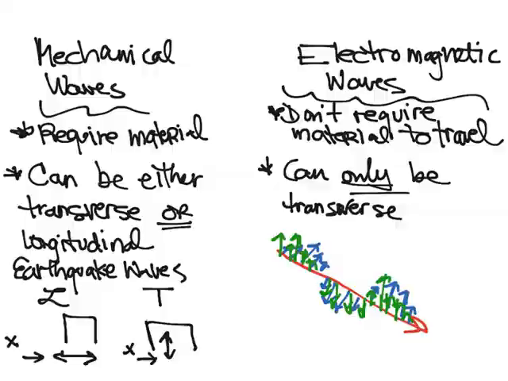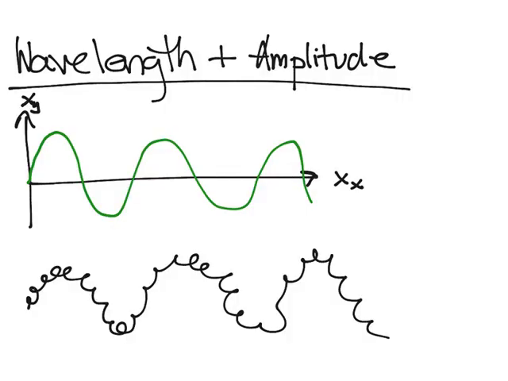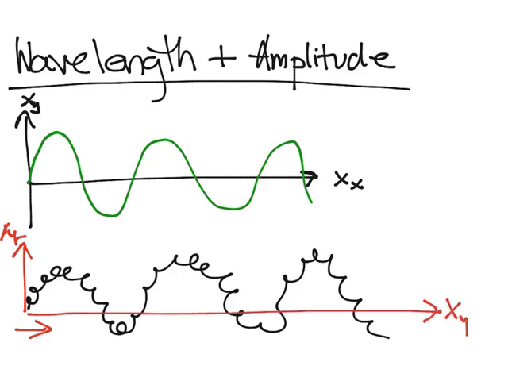The last two terms I'm going to introduce you to today are wavelength and amplitude. Let's say that we have this slinky wave that I've drawn in. If we put it on a graph of y, the vertical position, versus x, the horizontal position, it will look kind of like a snapshot of the wave. It'll look like this graph right here.